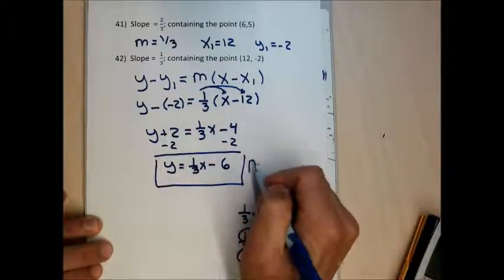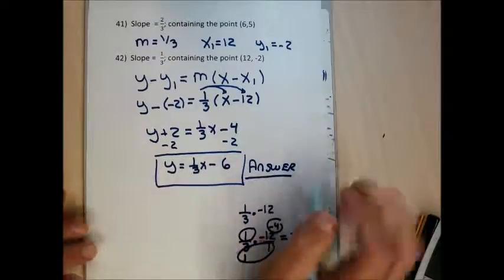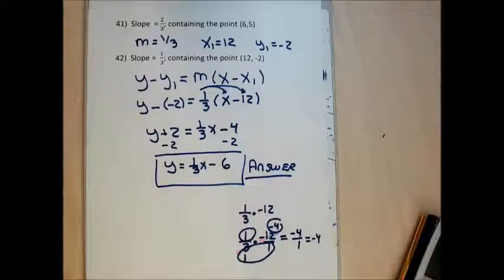And the answer that I should have gotten for 42, that I didn't when I initially did the video, is 1/3 x minus 6. All right, so that's good enough. Hopefully you could do 41, and in a minute I'll be doing problem 44 with the hopes you can do 43.